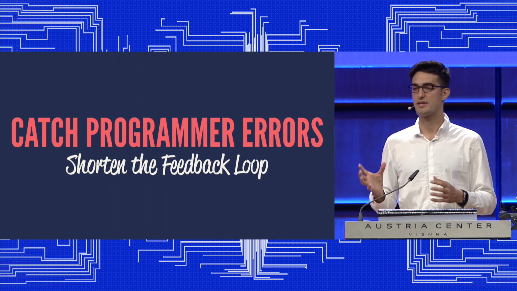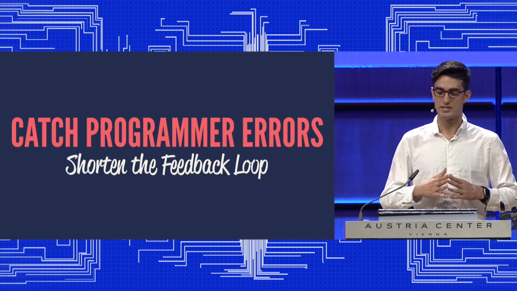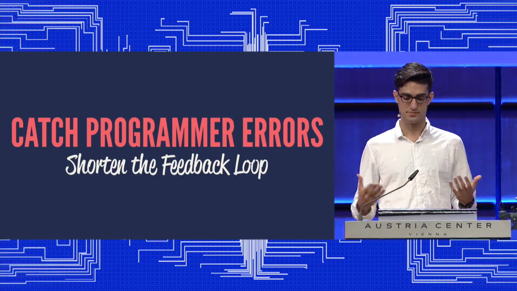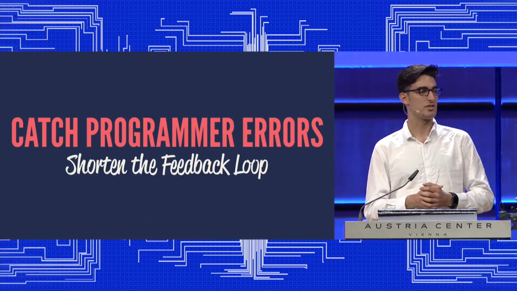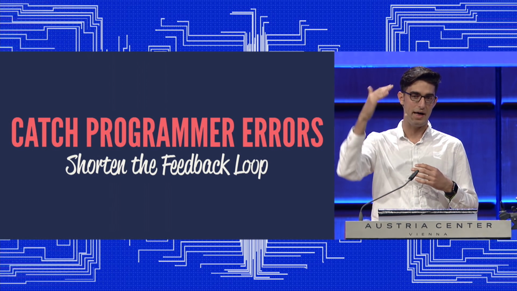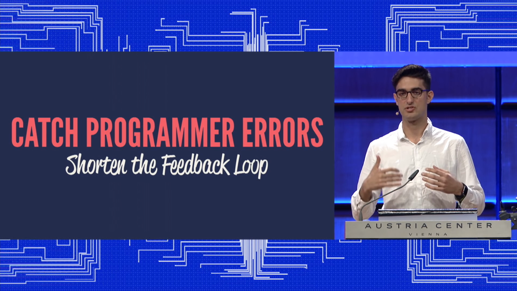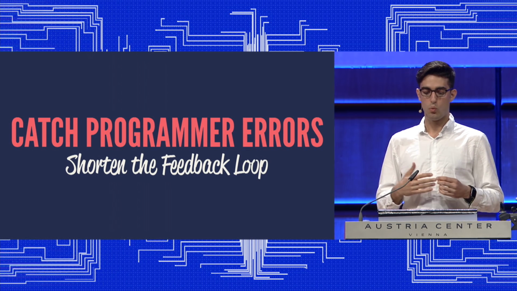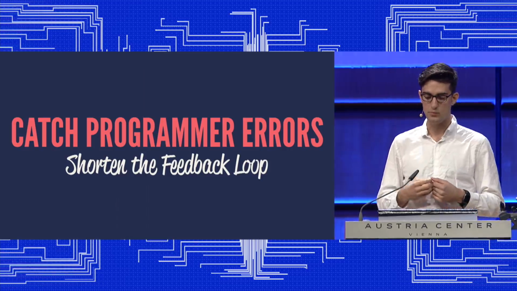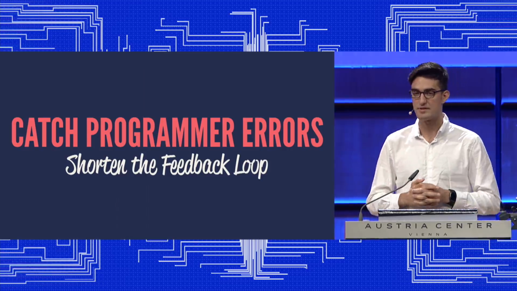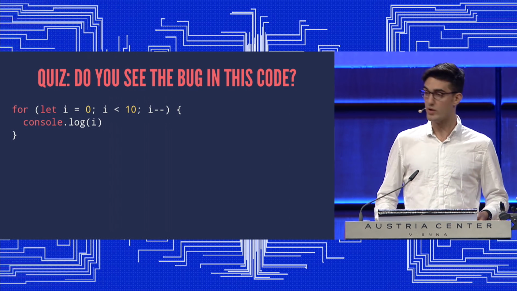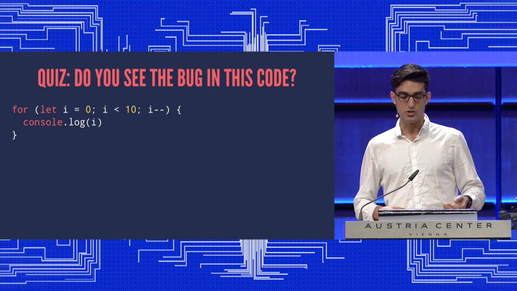But a linter can actually help us catch these errors much sooner using static analysis. And this is good because it shortens the feedback loop. We don't need to make sure that we're remembering to test all the code paths through our code in order to catch errors. We'll just detect immediately that the code is incorrect. And we can look at a few examples of the types of errors that ESLint can catch. So, quick quiz. Do you see a bug in this code?